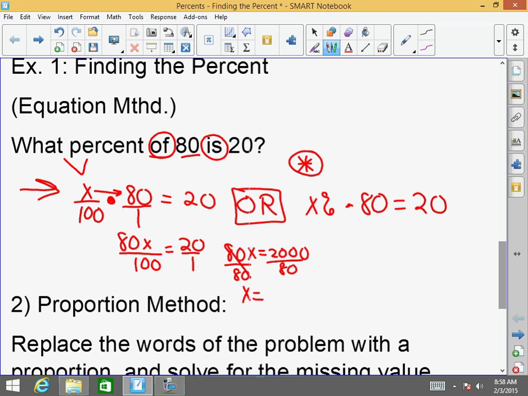And x will equal, okay, let's divide it. We have 80 going into 2,000. 80 goes into 200 how many times? 2 times. So that is 160. You have 40 left over. Drop down the 0. 80 goes into 400 how many times? 5. So my answer is 25%.